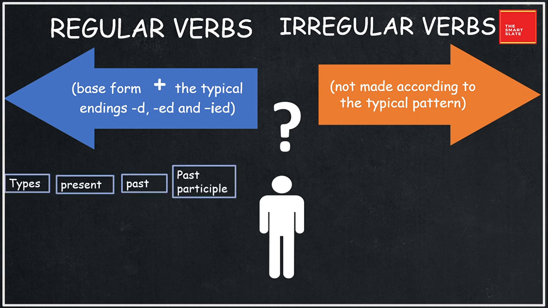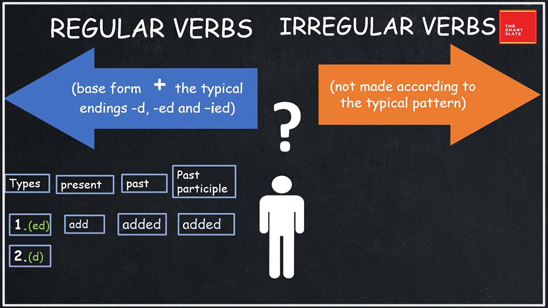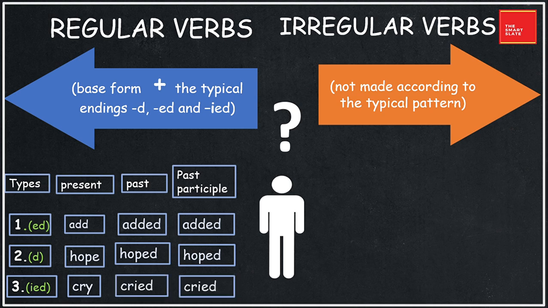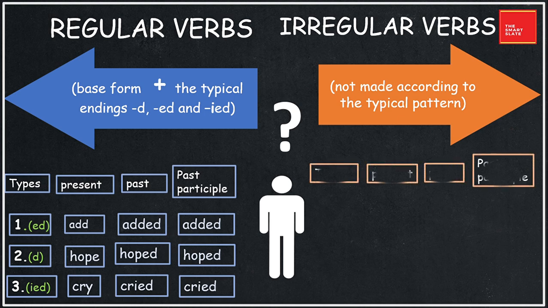Like here, we have the columns like types, present and past participle tenses. So here, type 1 is adding ed to the base form. Add, added and added. Now we'll add d to the base form. Hope is your present tense, hoped is your past tense, and again hoped is your past participle. Now we'll add ied. Cry, cried and cried. So what we can understand is past and past participle tenses are the same here in case of spelling or inflection; you have to just add ed, d or ied to the present tense and the tenses are formed. But it is not so in case of irregular verbs.